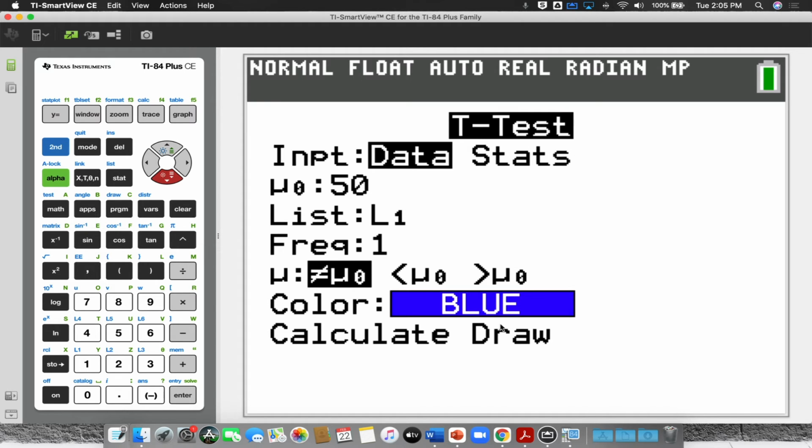So data. The claim is 100. I have all my numbers in L1. Frequency, don't mess with it, it's just 1. That means each of the numbers in my list appears only once. If I put 2 there, that would mean I would have double, like 2 people with 106, 2 people with 114, 2 people with 121. I don't. I only have 1 of each. That's what frequency means. Okay, and then we chose greater than.